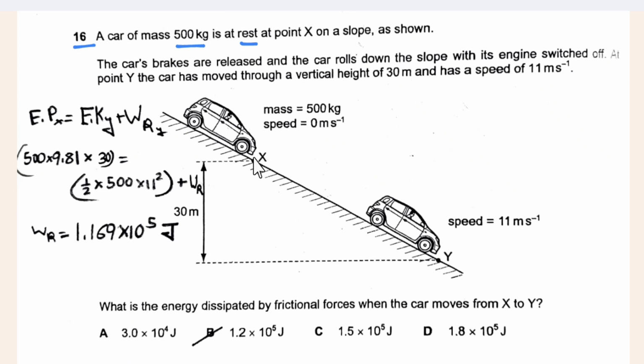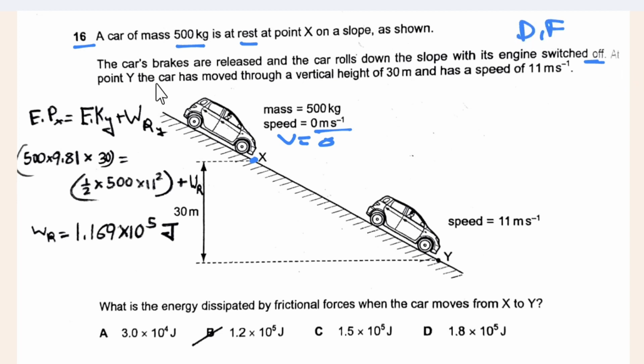16. A car of mass 500 kg is at rest at point X on the slope as shown. So it is at rest at point X, which means at point X the speed is 0, so kinetic energy is 0 at this point. The car's brakes are released and the car rolls down the slope when the engine is switched off. Since the engine is switched off, there is no driving force acting.